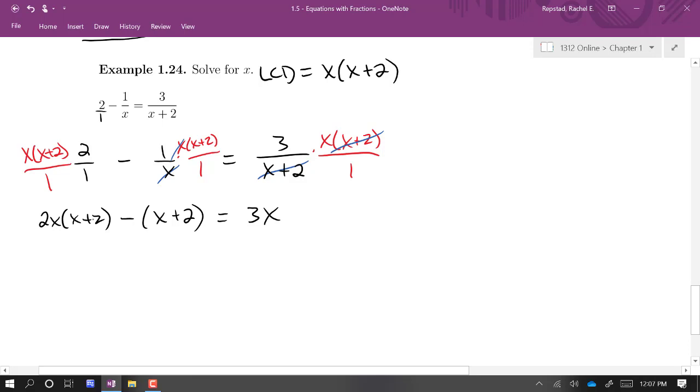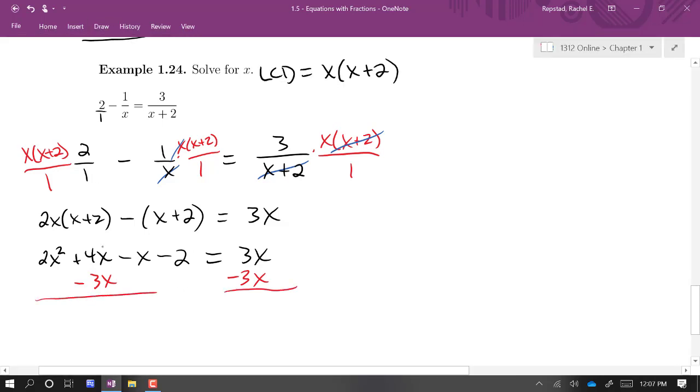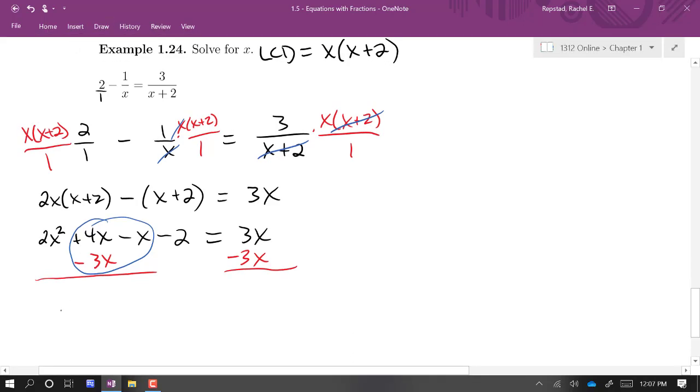Alright, so now this one ends up not being linear. I'm going to expand out the left side. I'm going to distribute that 2x. We get 2x squared plus 4x. I'm going to distribute this negative. Negative x, negative 2 equals 3x. I'm going to subtract 3x from both sides. So now what we have going on here with our x's, 4x minus x is 3x, 3x minus 3x, so the x's completely cancel out. We end up with 2x squared minus 2 equals 0.